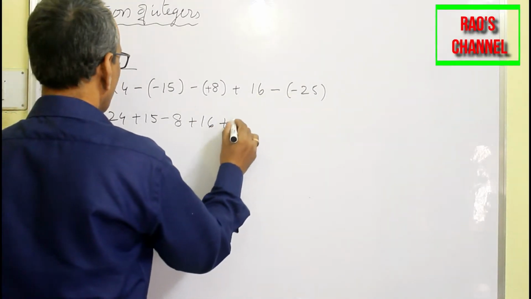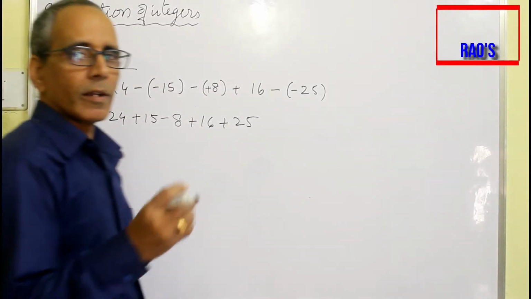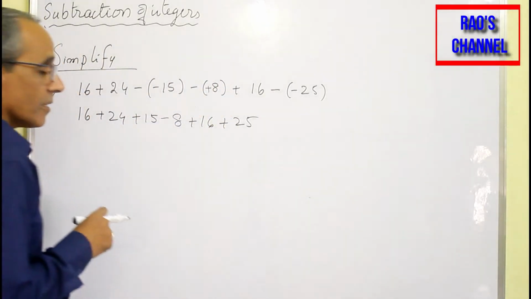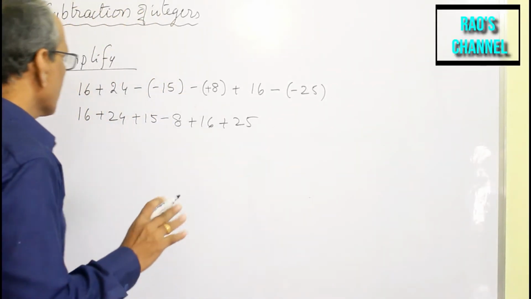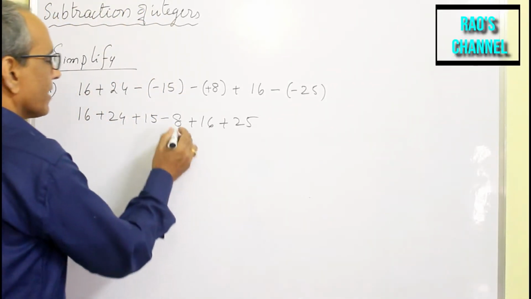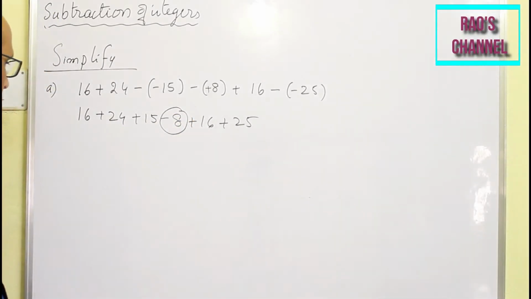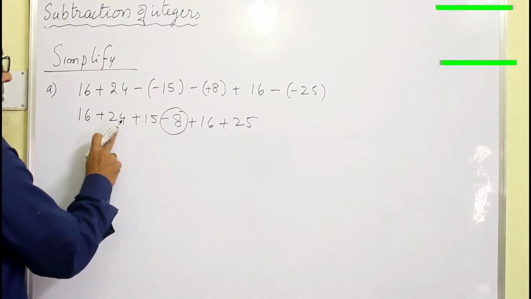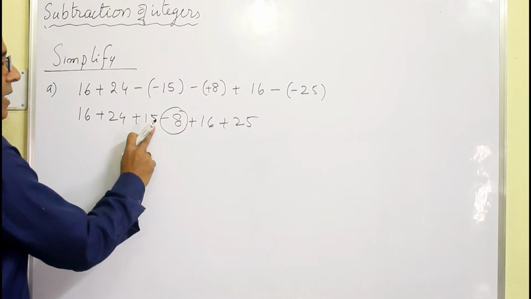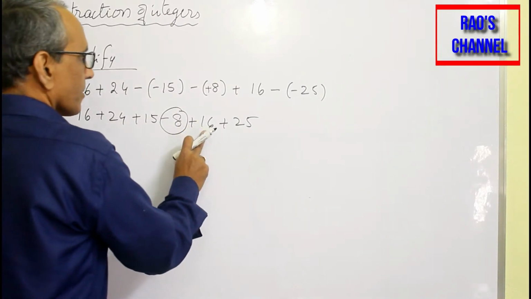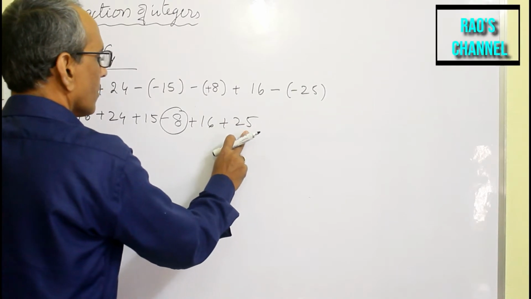like, plus 25. So we opened all the brackets by using the word like, unlike, not the inverse concept, to make the concept clear for you initially. Now we have all positive except this minus 8. Let us add up all the positive integers. 16, 24, 40, 40 plus 15, 55, 55 plus 16, 71, 71 plus 25, 96.